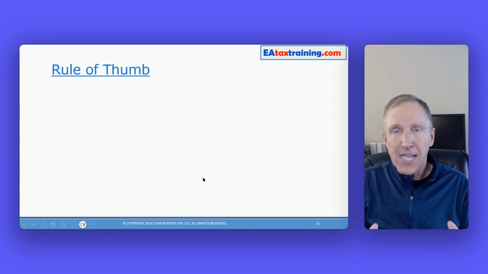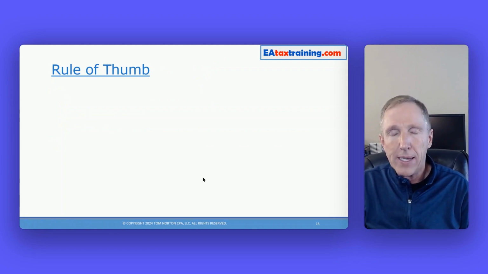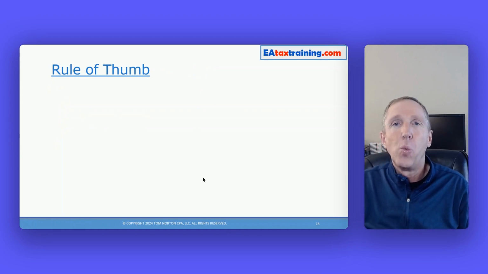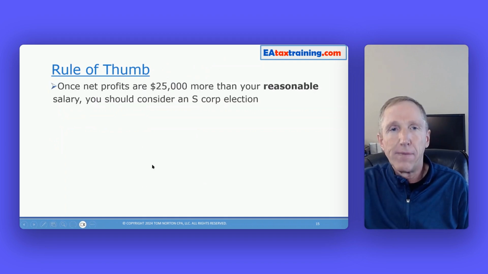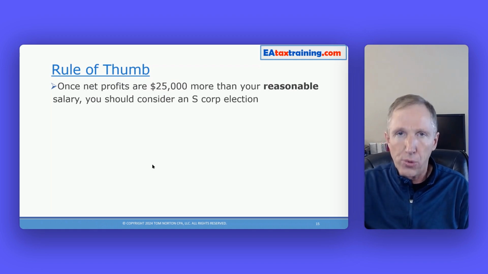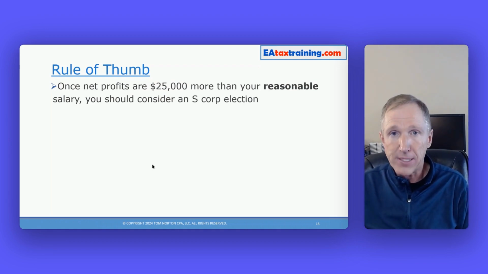So now, I know a lot of you have watched this video and you're thinking, Tom, this is all great, but just tell me, when should I make an S Corp election, or at least when should I consider it? So I am going to go ahead and give you a rule of thumb that you can follow. Once your net profits from your business are $25,000 more than your reasonable salary.